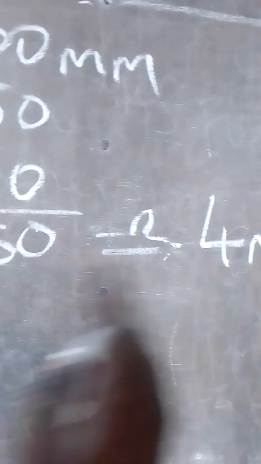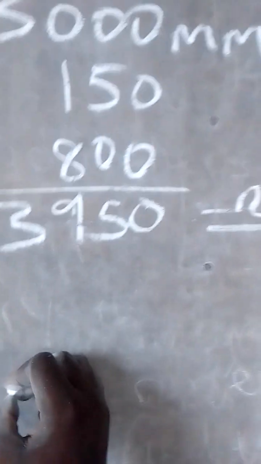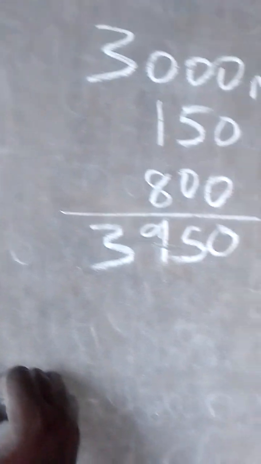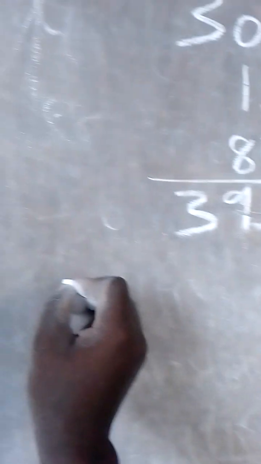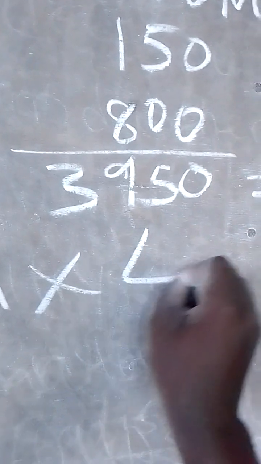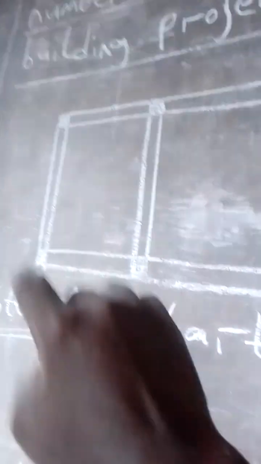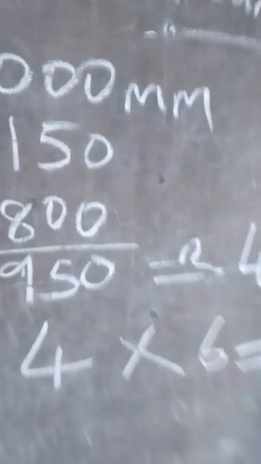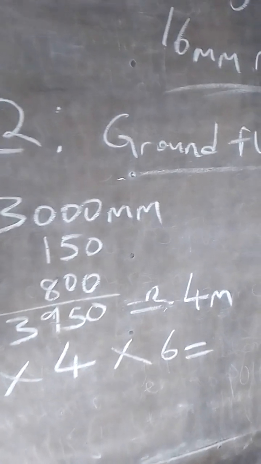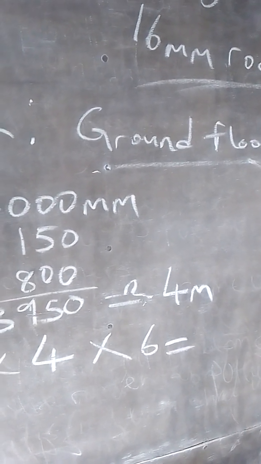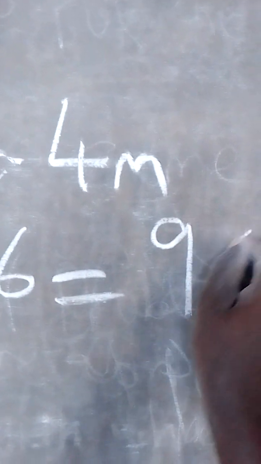Now we have gotten the length of one bar, which is 4 meters, and we are told that it should have 4 bars of 16 mm. So what does it mean? 1 bar, 4 meters, times the 4 bars that are required, times the number of pillars in the building, which is 1, 2, 3, 4, 5, 6. Let's use our calculator. Our calculator says that it is 96 meters.